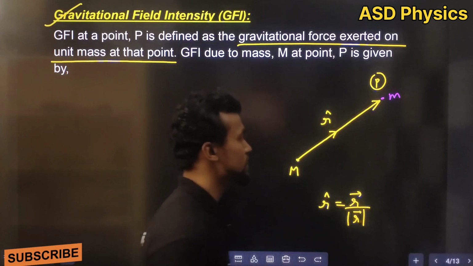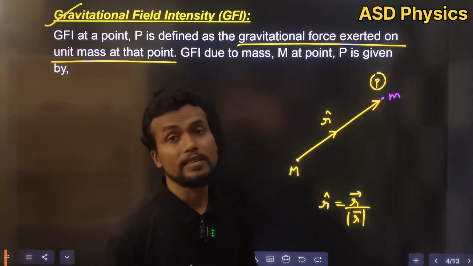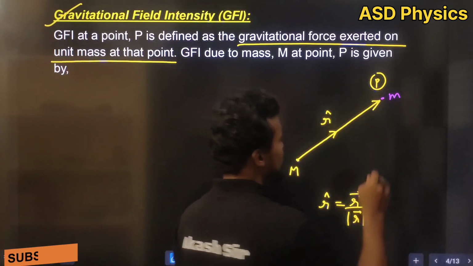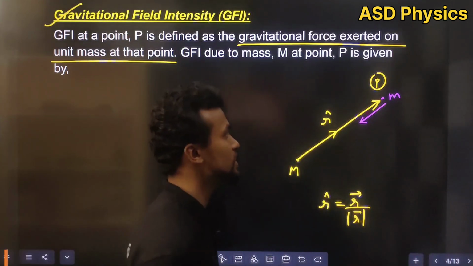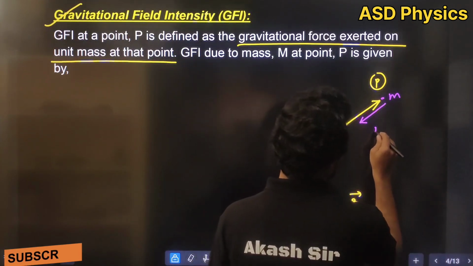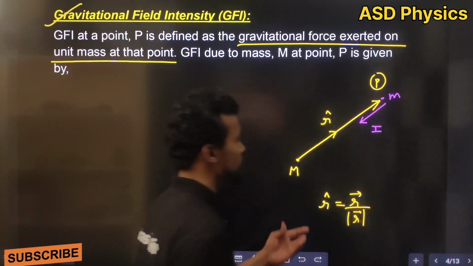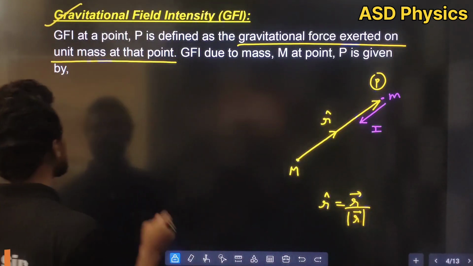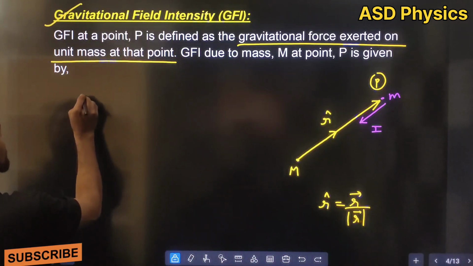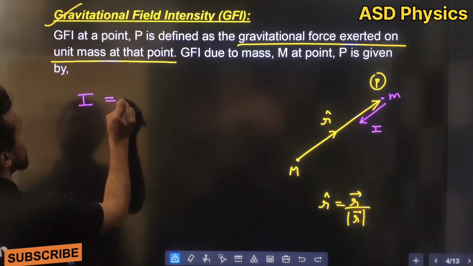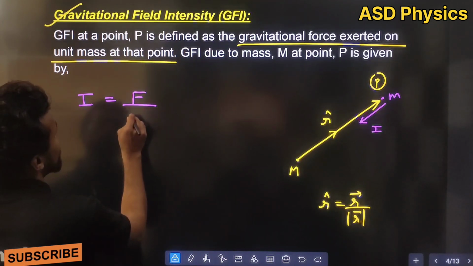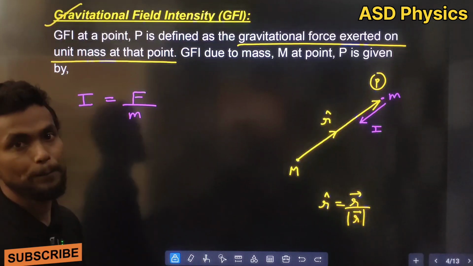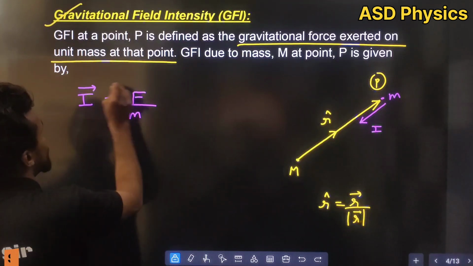Now after that, you know very well, capital M will attract the test mass small m. In which direction? In this direction. So this will be the direction of the gravitational field intensity. According to the definition, we can write gravitational field intensity at point P is given by gravitational force per unit mass. So I will write F by m, and I will put the vector sign also.